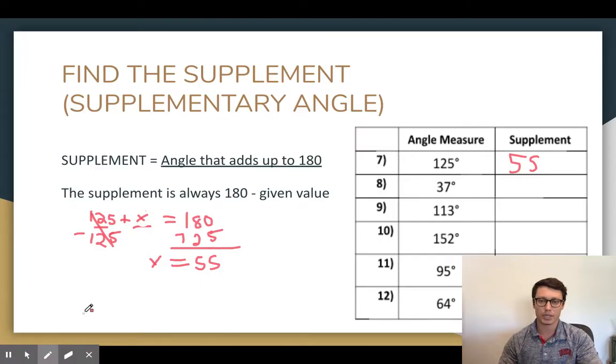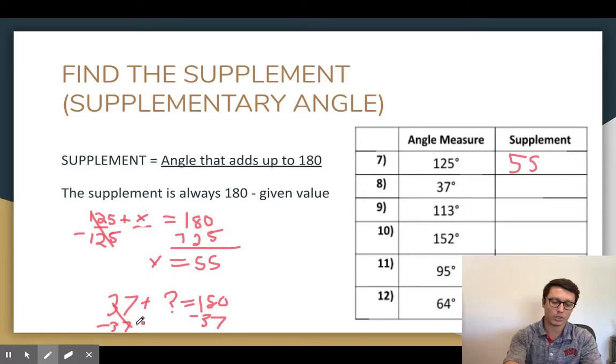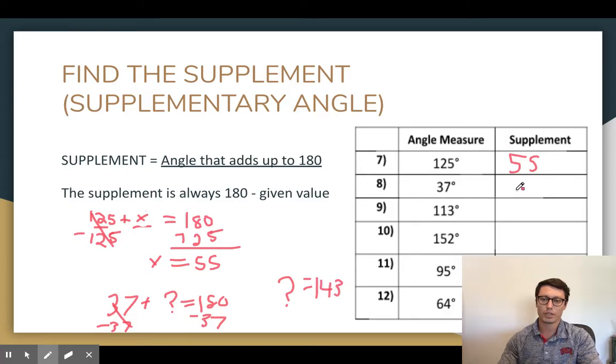Okay, same thing. 37 plus whatever that other angle is has to add up to give us 180. So we would subtract 37 from both sides. Those cancel, and 180 minus 37 gives us 143. So that unknown would equal 143, and that is our supplement.